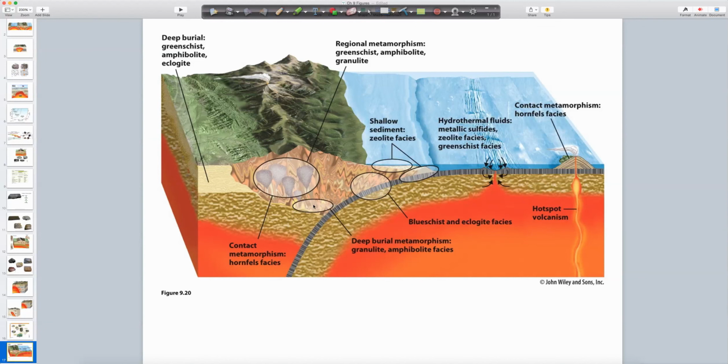Down here at the base of the crustal root, from the mountain building, that's where you're going to get your granulite and amphibolite facies under extreme pressures and temperatures. Up here you have your rising volcanics, so you're going to get your contact metamorphism, your Hornfels facies. You're also going to get regional metamorphism due to the compression, the green schist, amphibolite, and granulite, and then over here, deep burial, green schist, amphibolite, and eclogite, just depending on how deeply it is buried. So this is actually an excellent essay question, sketching question, where you would have to sketch this out and discuss the different facies and where they're found and why. Over here, I forgot to mention the hotspot volcanism. You do get Hornfels facies due to the contact metamorphism of the rising magma.